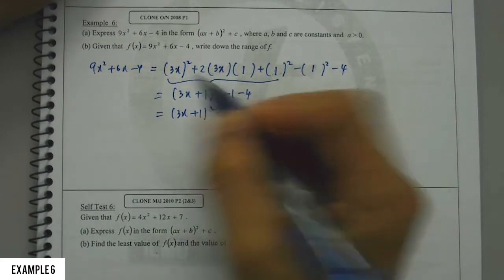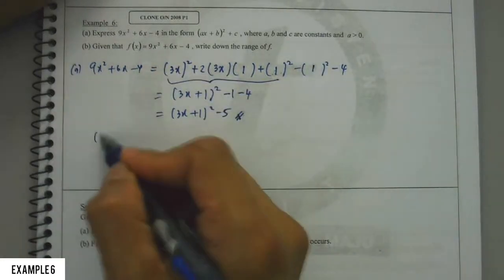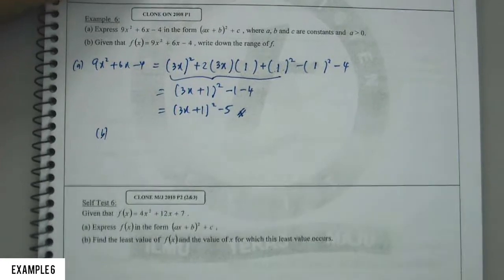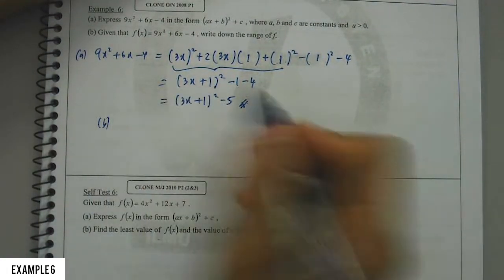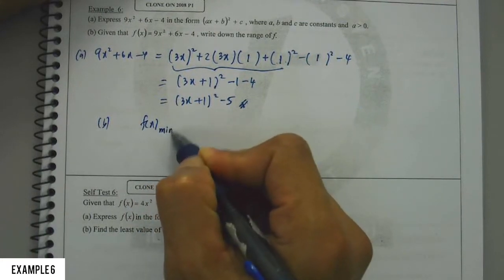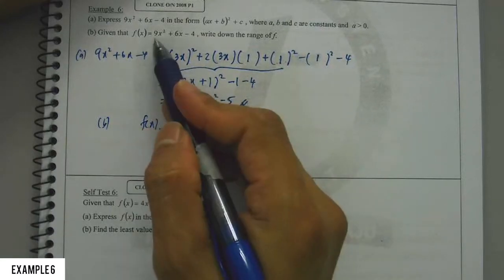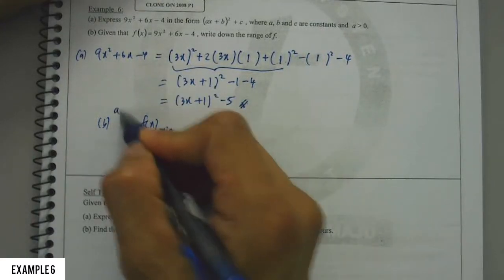Once you're done, they say f(x) equals this, write down the range. Okay, range is the same as minimum or maximum, but we want to write in inequality form. So remember, this whole thing is your f(x) now. What's your f(x), minimum or maximum? Minimum, because your a is positive, right? Remember your a is 9. A is the coefficient of x squared. If it's positive, it's a minimum.